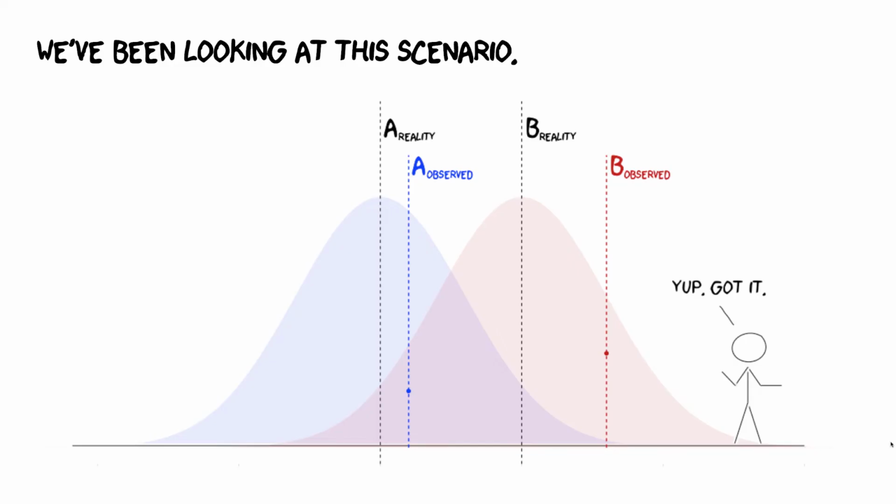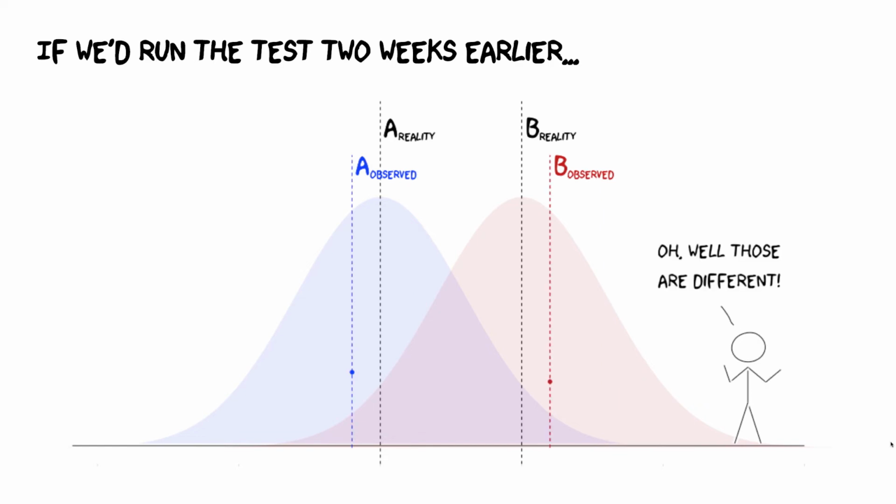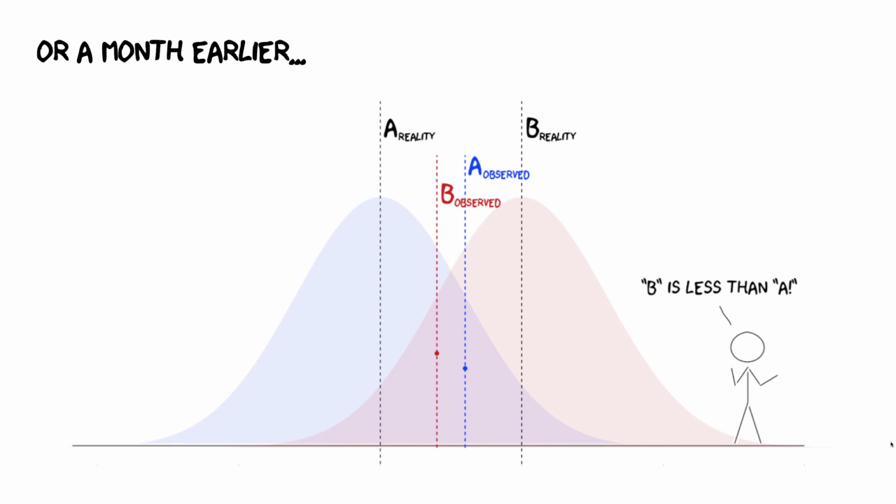So let's think about it this way. We've been looking at this scenario and said this happens to be the observed A and the observed B. And say that we ran a test over the last 2 weeks. Well, what if we happened to have run the test 2 weeks earlier, just because that's when it was available and that's when it could be slotted into the roadmap? Well, we could have gotten a different observed A and observed B. What if we'd run it a month earlier? Well, we might have gotten a B that was actually less than A, all within those distributions. That's just saying we ran the test at a different time.